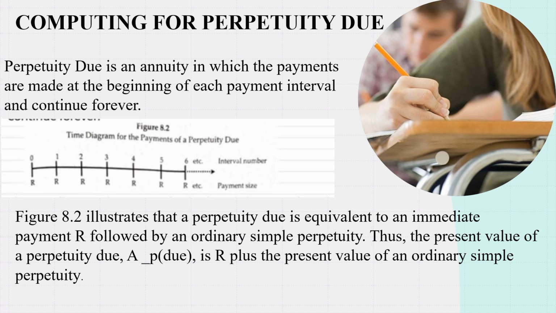So let's look at this time figure and compare it to the time figure of simple perpetuity. The R is aligned with the 0. 0 represents the time of investment. It means that when you invest in a perpetuity due, you will immediately receive your fixed payment right after the investment. So that's the main concept of perpetuity due.